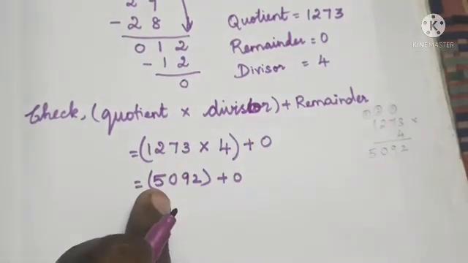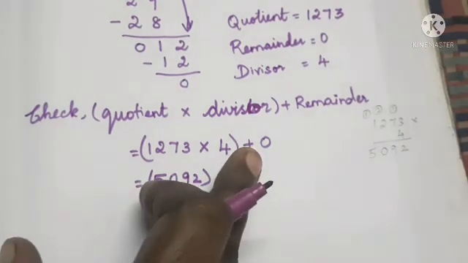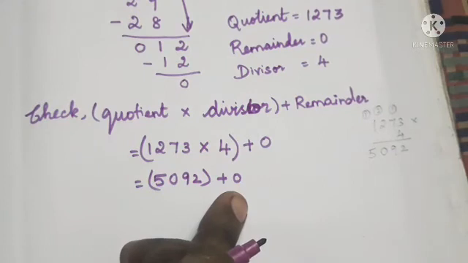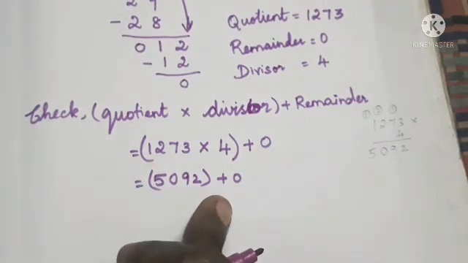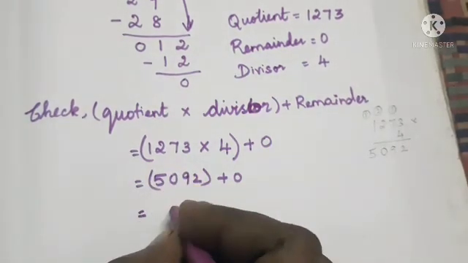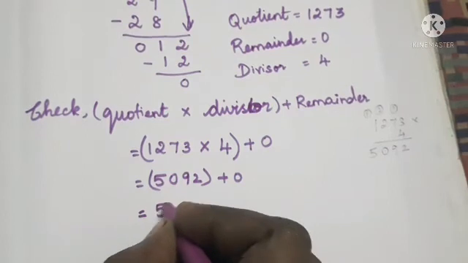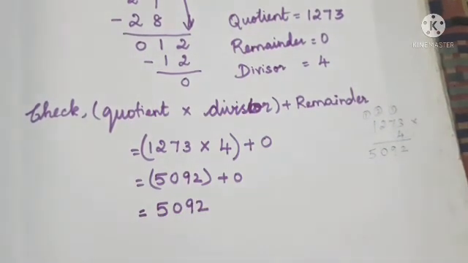Okay, so 5092 in the bracket we have to write plus what's the remainder? 0 is the remainder. So we can write the 0. So next we have to add these two values. We know that if you add a number by 0 we will get the same number. So if you add 5092 plus 0 we will get the answer as 5092.